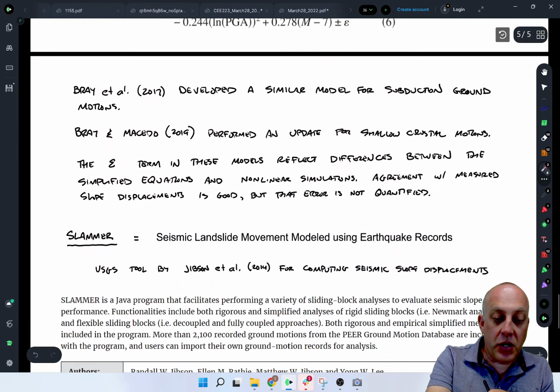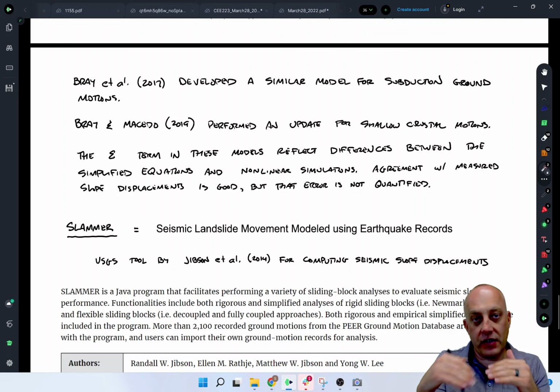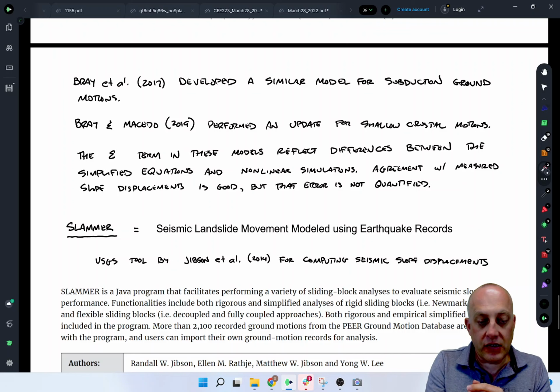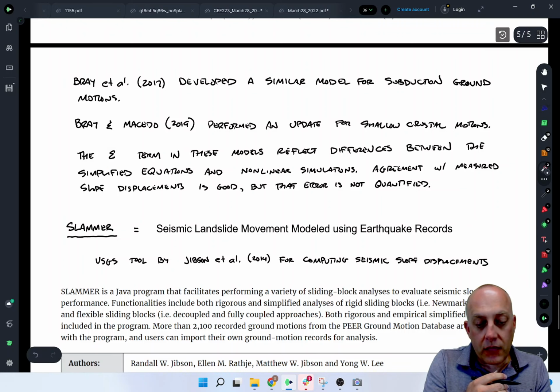All right, now I mentioned there have been other ones. So Bray et al. 2017 did a similar exercise, but for subduction ground motions, using even more than 688. So these are not shallow crustal events; these are big subduction events. And then Bray and Macedo performed an update of the Bray and Travasarou for shallow crustal motions, but again ran many more ground motions.